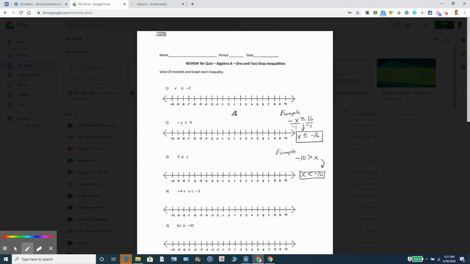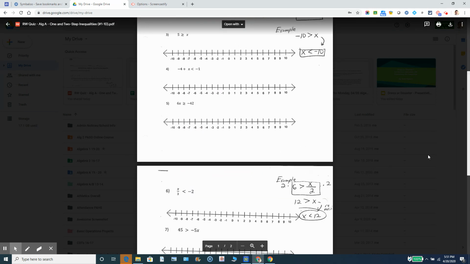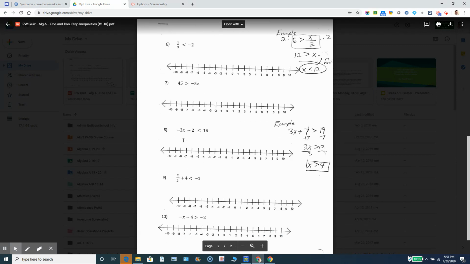Okay. So now moving on. Last 3 problems. Remember, you didn't have to do 9 or 10 for last night's assignment. So for number 6, x is being divided by 3. So we do the opposite and multiply both sides by 3. These will cancel. We don't flip the inequality sign because we multiply both sides by a +3.